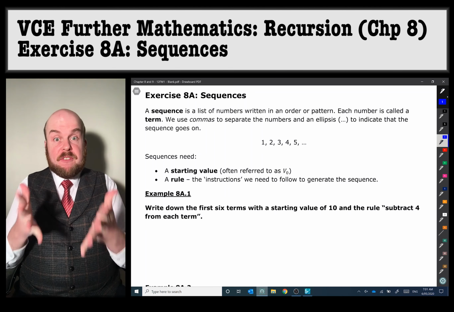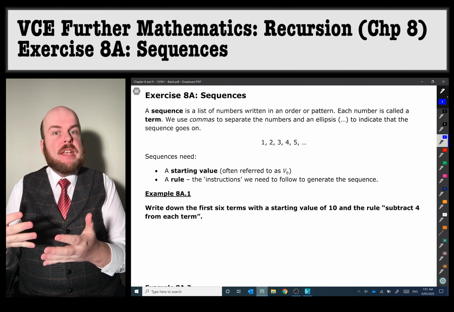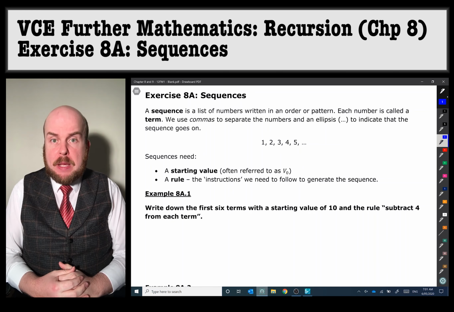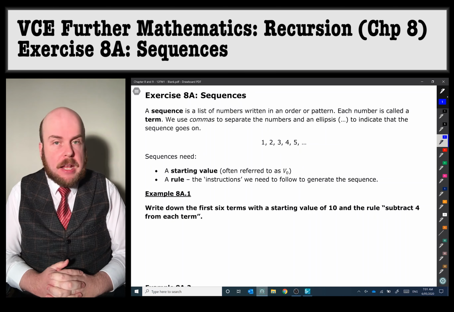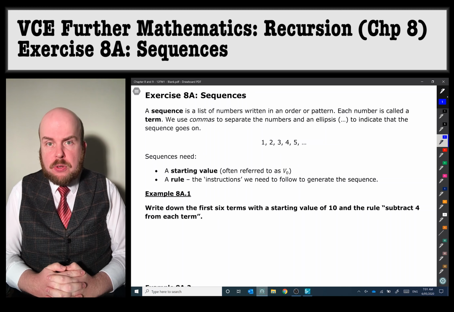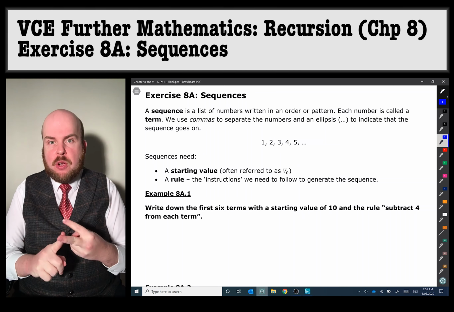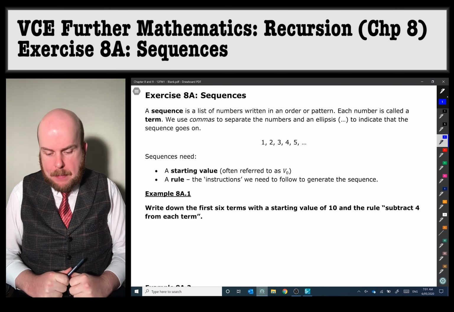Sequences. These are just fancy words for saying a pattern of numbers. We use these to be able to model financial problems and also things involving interest and compound interest. But let's start with some of the basics.